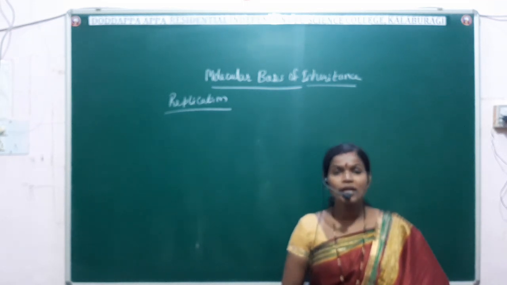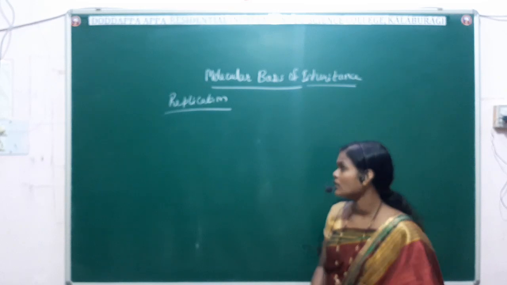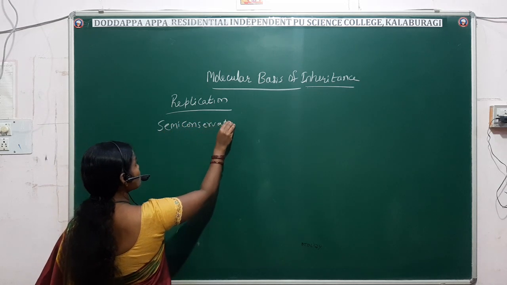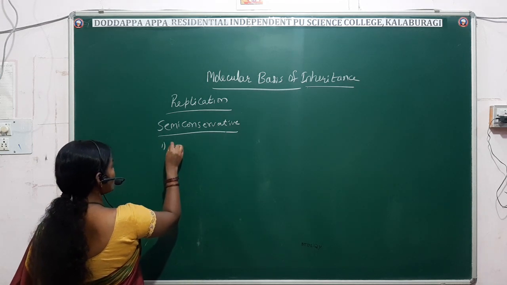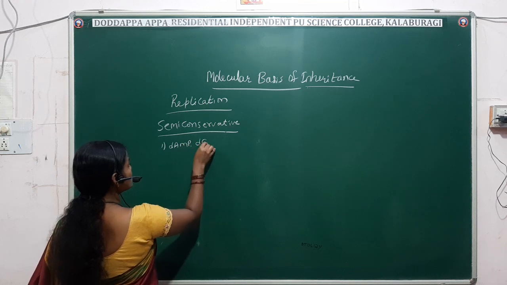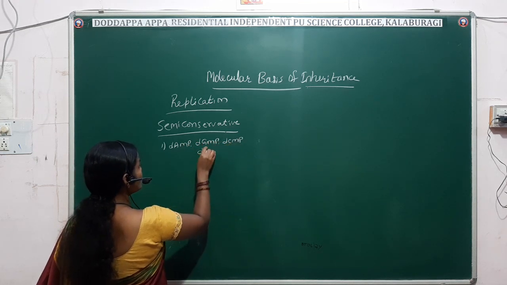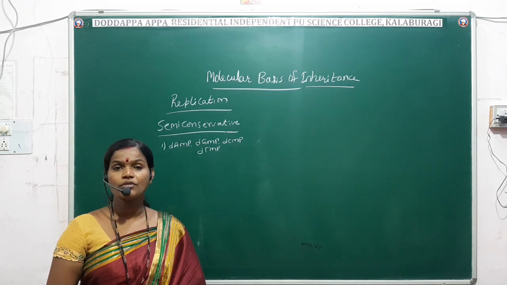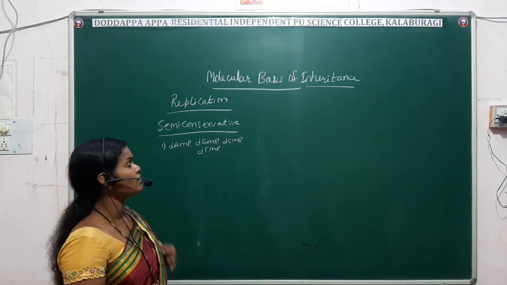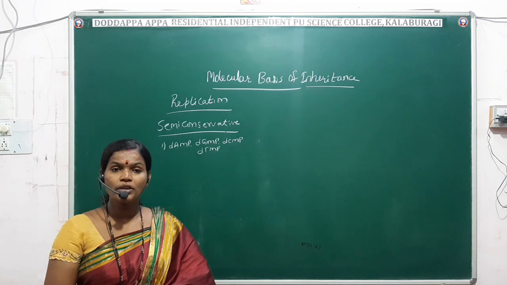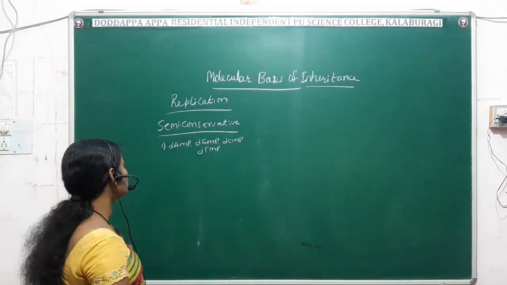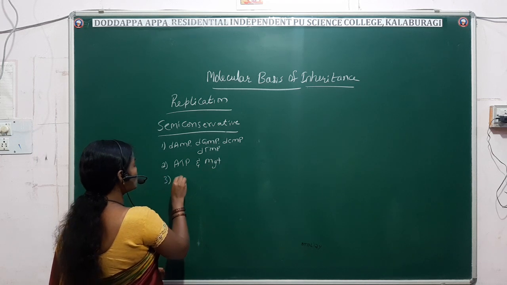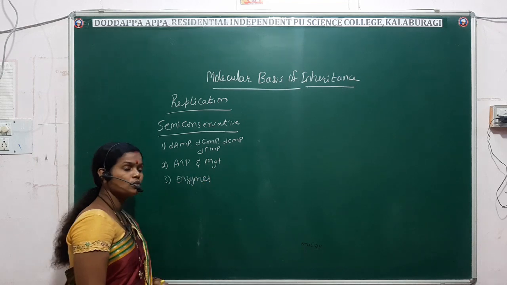Now, in yesterday's class we saw the requirements for semi-conservative replication. First of all, the deoxyribose nucleotides are required: dAMP, dGMP, dCMP, and dTMP. You should remember these nucleotides from the first class of molecular biology, where we saw examples of nucleotides. Then ATP, adenosine triphosphate, and magnesium ion are required, and also the enzymes are required.